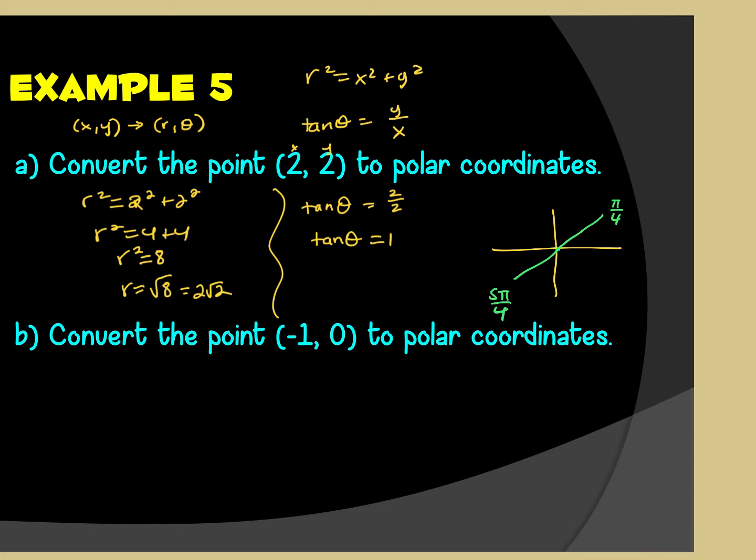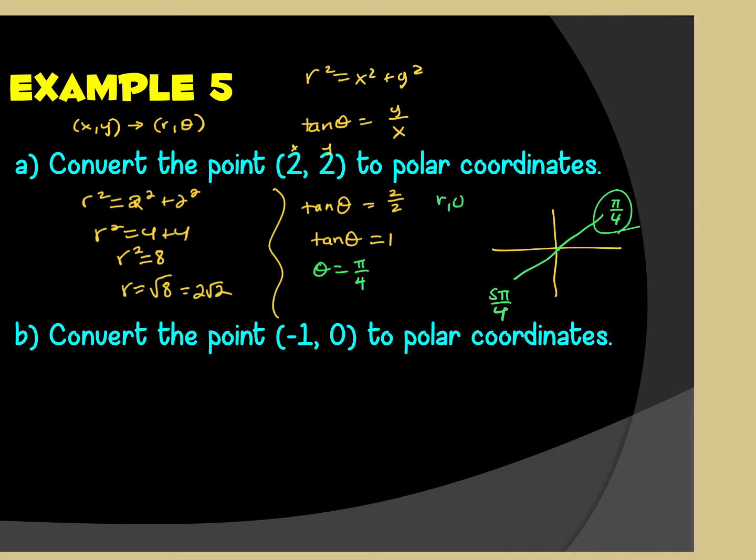So the location of my original XY point tells you which one you're going to grab. So 2, 2 is my original XY point. Which quadrant would 2, 2 be located? First quadrant. So I picked pi over 4. If that was -2, -2, I'd pick third quadrant. So I picked pi over 4 as my theta.